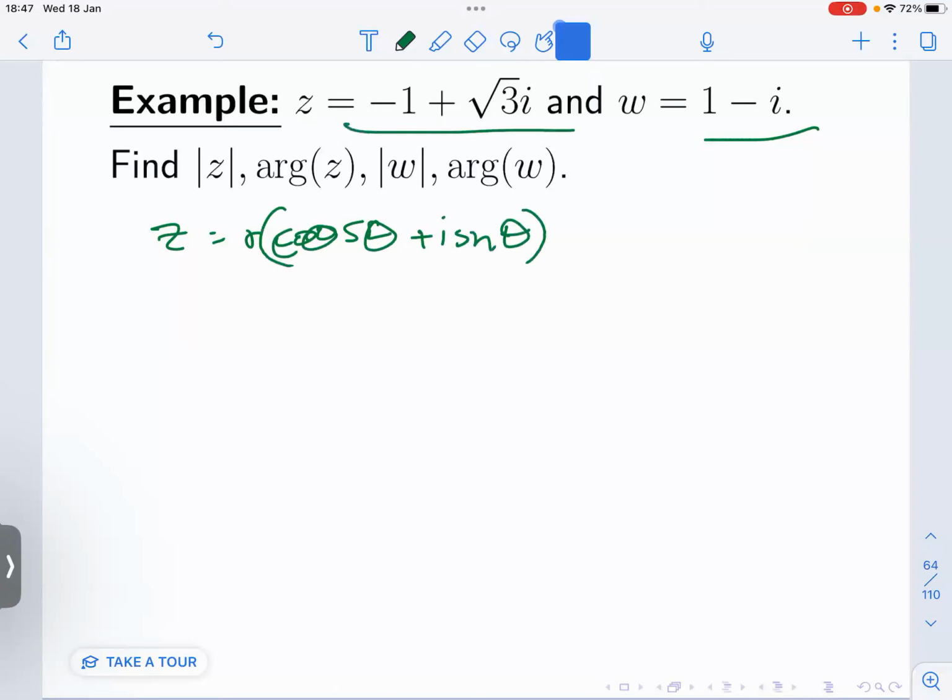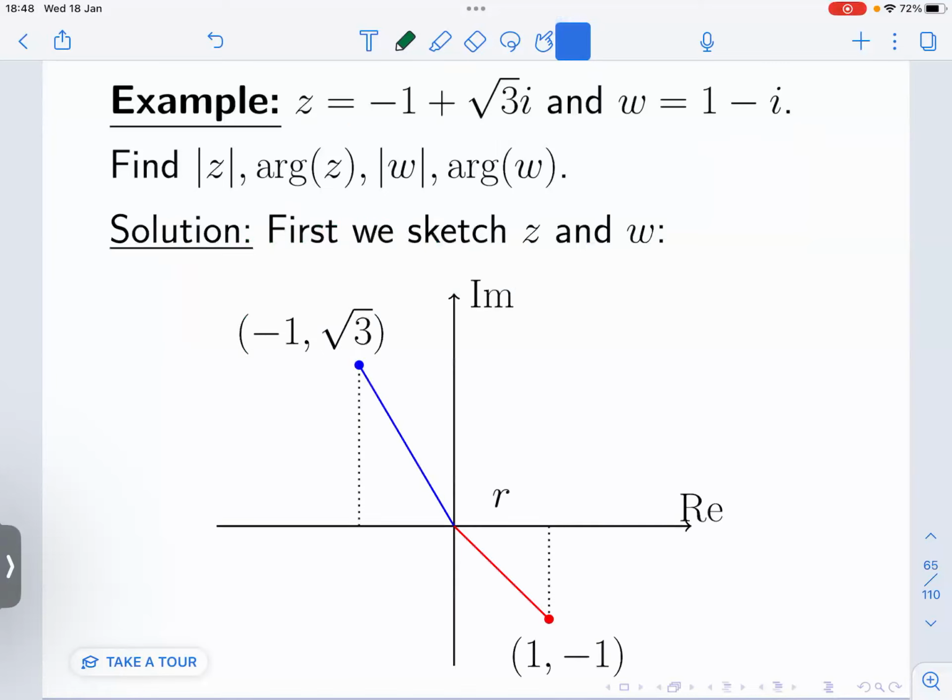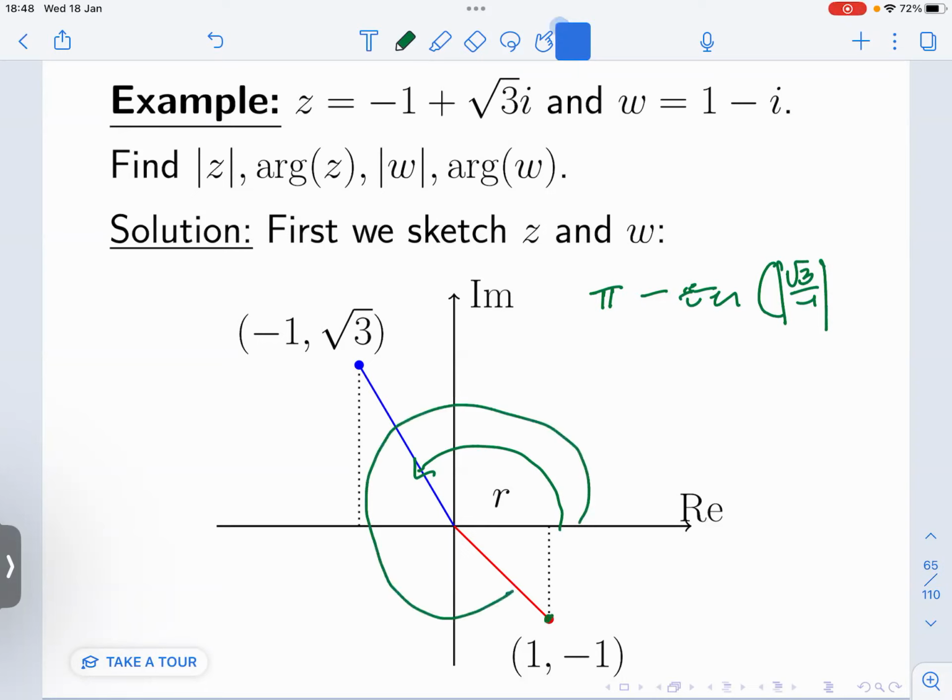So for z, we see that this complex number lies in the second quadrant. Since it lies in the second quadrant, the correct argument is this one. And from the rules above, if z is in the second quadrant, we calculate the argument as pi minus arctangent of, in this case, the imaginary part, square root 3, over the real part, minus 1. And for w, our complex number is in the fourth quadrant, then the correct argument is that one, when theta is between 0 and 2 pi.